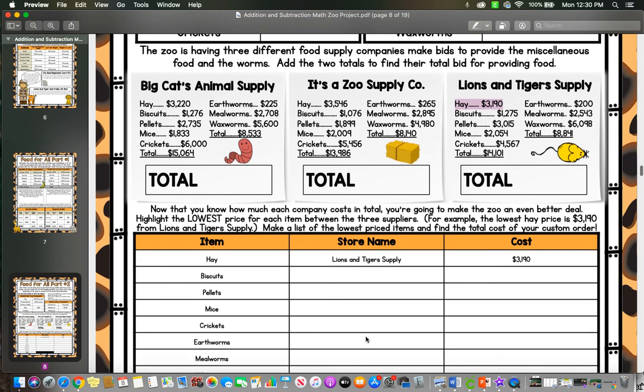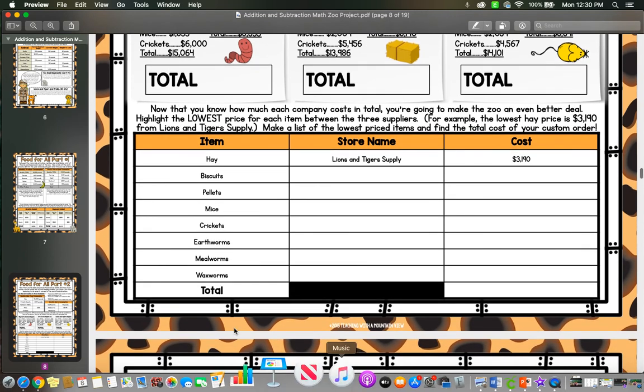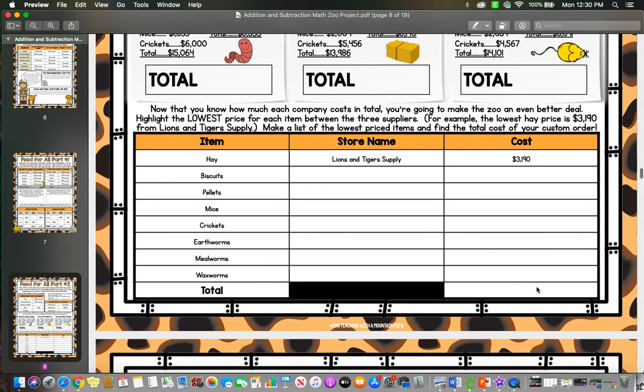Okay, then you're going to use that information to create this chart down at the bottom. So all of the items are listed. Let's take for example, the hay. The store name where it's the cheapest is here, Lions and Tigers Supply. That's what you're going to type in this text box. And the cost is $3,190. Okay, then you're going to get a total cost here. You don't have a total store name, that doesn't make sense. So it's not written here, but the total cost is here.